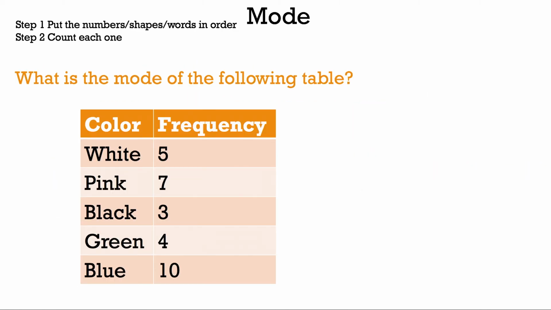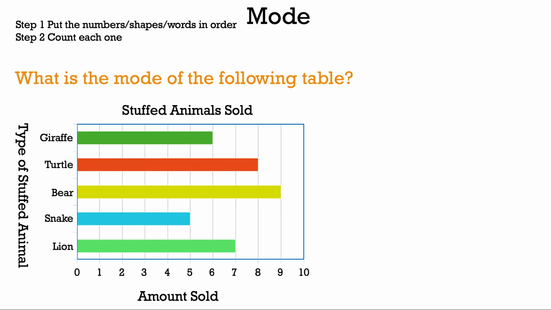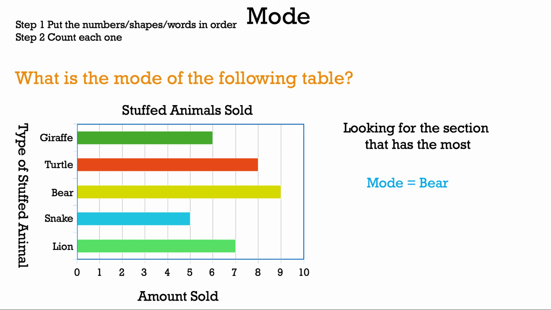Now let's take a look at a table and see what happens. Luckily, remember, a frequency is how many times, and the work is already done for us. So the mode is blue because it's 10, and 10 is the highest. So let's take a look at this type of table and see what happens. If you take a look at the screen, we're looking for the section that has the most. In that case, it is bear, and that is your mode for this example.